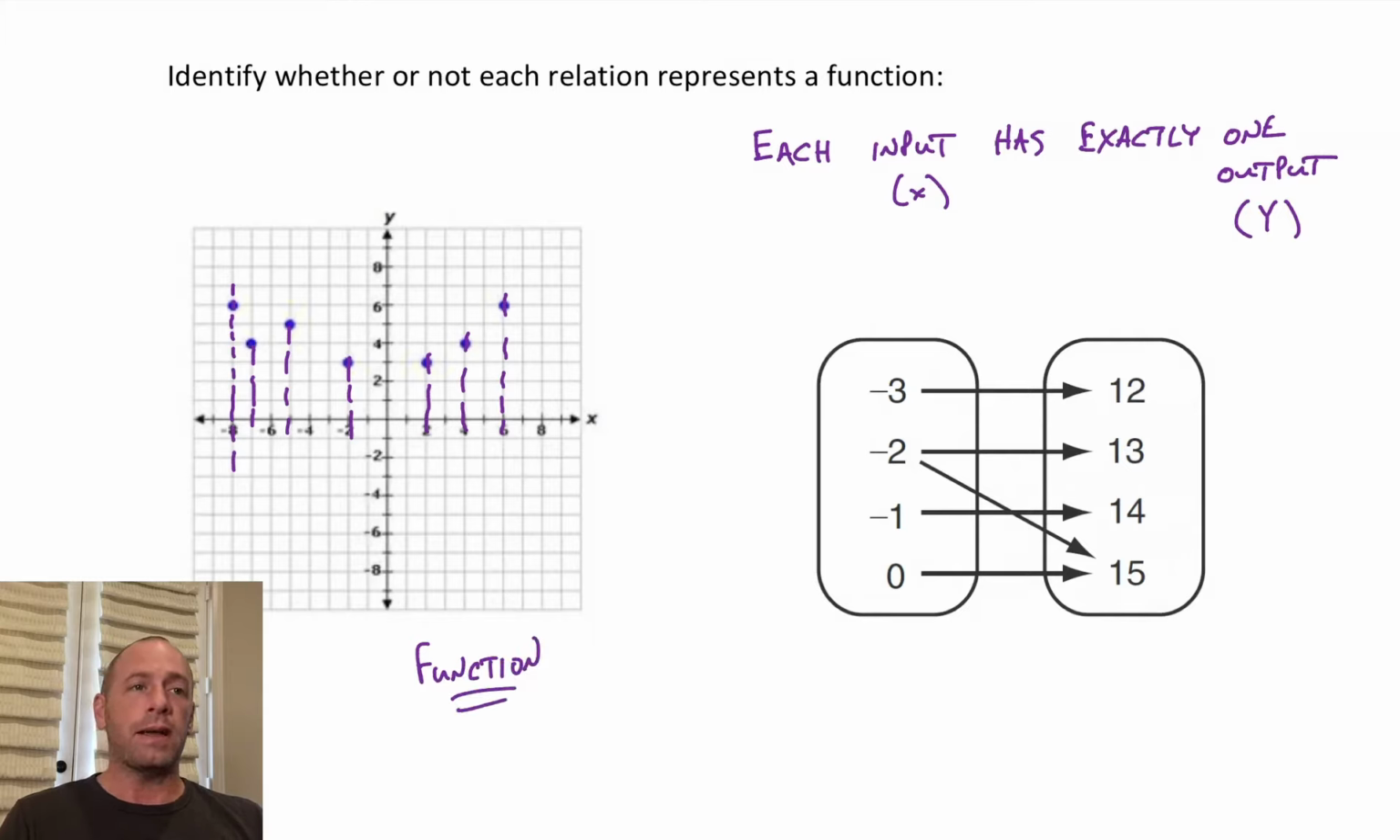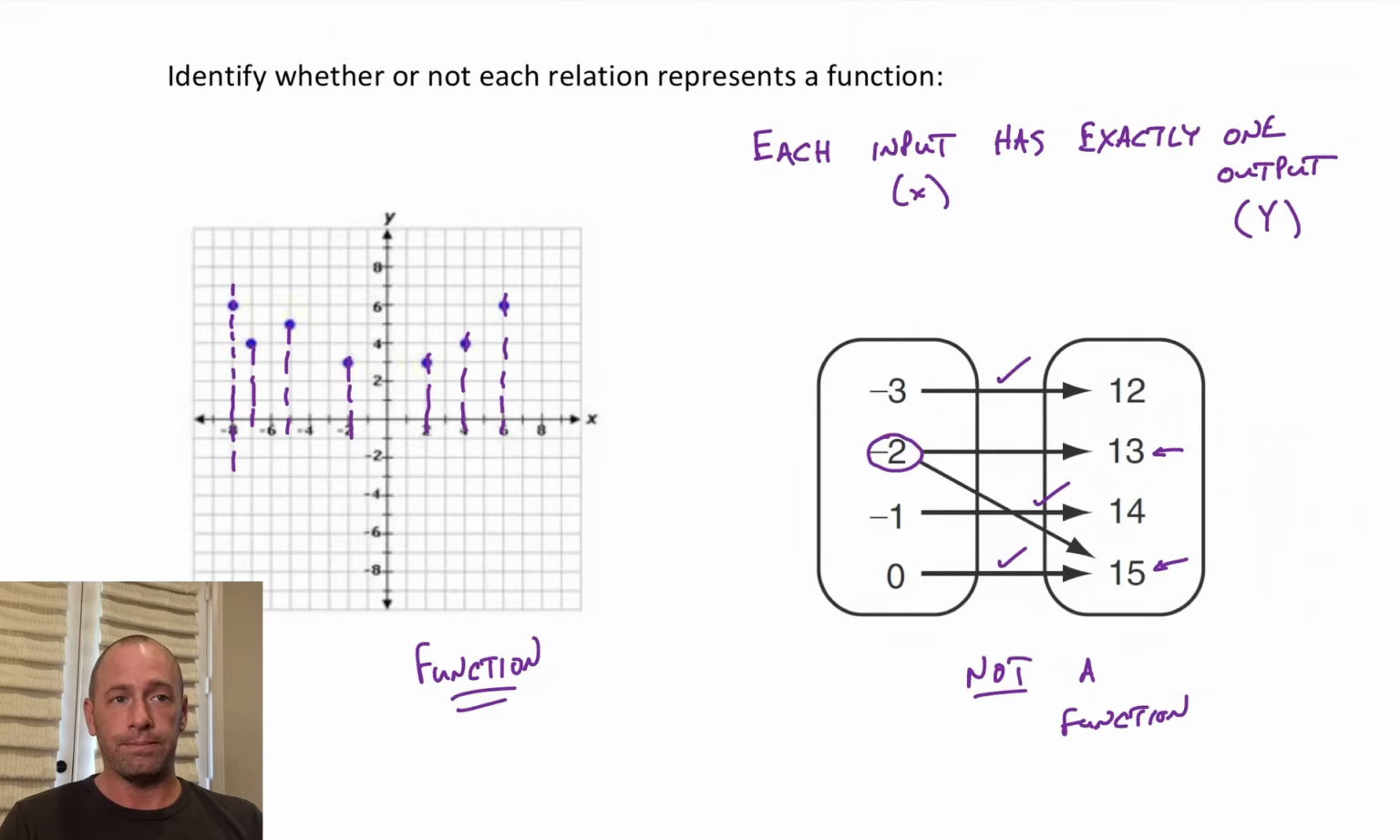In the next example, we have a mapping diagram. You can see the inputs on the left, the outputs on the right. You see -3 maps to 12. That's fine. -1 maps to 14 and 0 maps to 15. That's fine. But that input of -2, you see that it goes to both 13 and 15. If we were to plot that input of -2 and go straight up, we'd see there are two outputs associated with it. That means it's not a function.